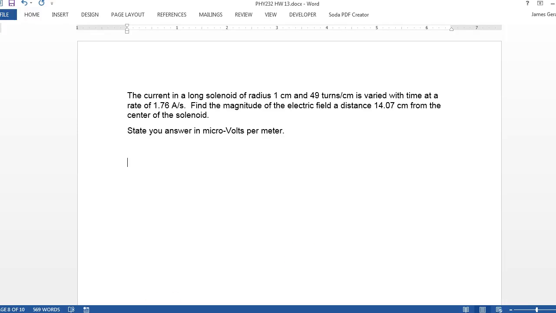In this problem, we have a long solenoid with a radius of 1 centimeter. So here's our little solenoid right here. We know the turns per centimeter, which you need to convert to per meter. We know the current is varying over time at this constant rate.